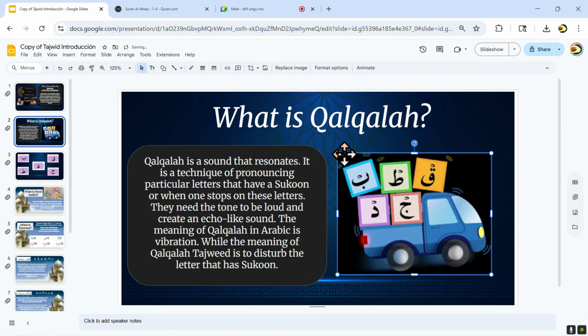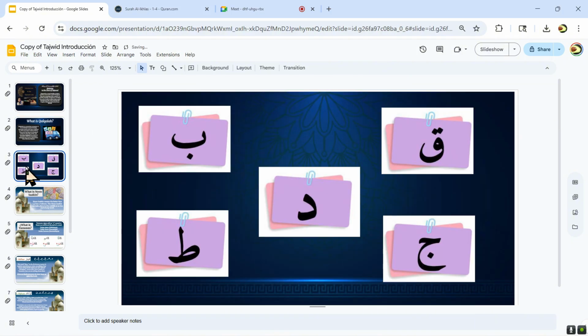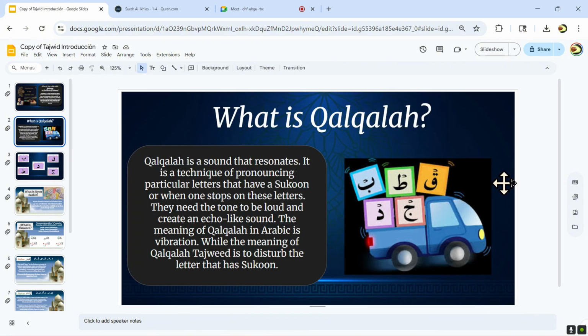And we have 5 letters of qalqalah. You already saw them, but I'll show them right here. So we have to memorize them, maybe write it down. The letter qaf, the letter ba, the letter dal, the letter jim, and the letter ta. We'll go back to the slide before this one, just to take some notes real quick. Qalqalah creates an echo-like sound, or like I like calling it, to bounce it.